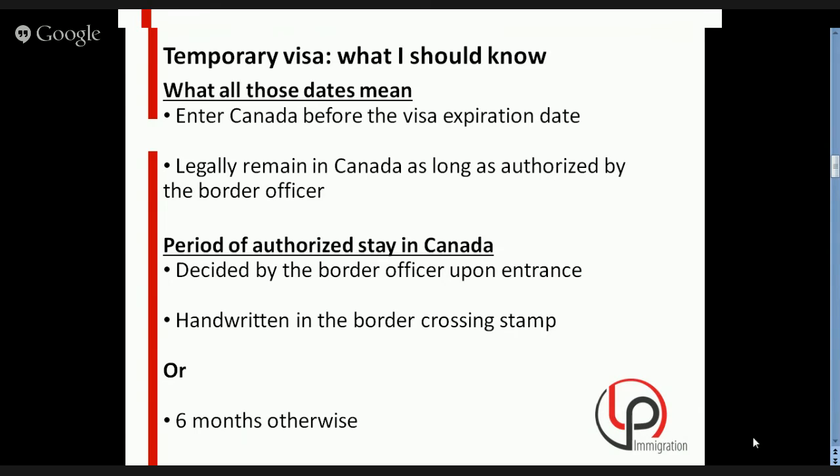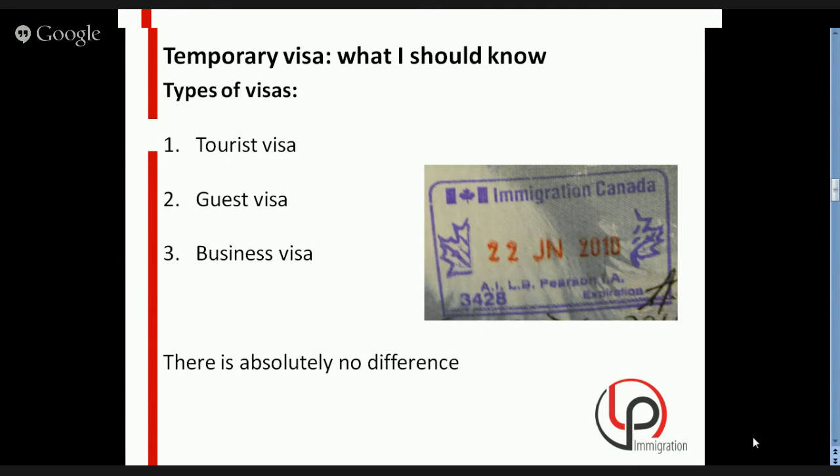So another common misconception is expressed by people asking questions like, is it easier to receive a tourist visa or a guest visa? Or is it easier to receive a business visa or a tourist visa? Well, simply put, there is no such thing as a tourist visa, a guest visa, or a business visa. They're all the same, called a temporary resident visa. Everything else, the desire to see relatives, to visit popular tourist destinations, or attend a business meeting, those are just different reasons to receive a TRV to Canada.